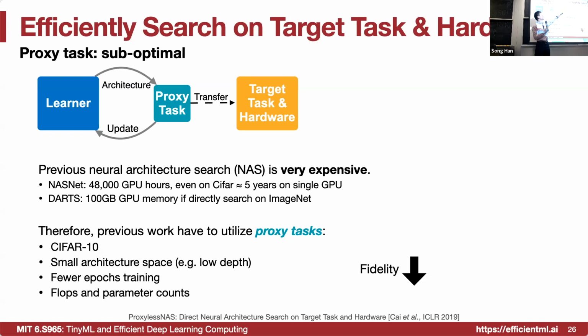Rather than directly finding the model on the target task and target hardware, which is pretty expensive, we want to do something simple and use it as a proxy task. For example, we can search for a model that performs well on the CIFAR-10 dataset, and then assume this model will also work well on ImageNet. Search on a small dataset rather than a large dataset. Have a smaller search space. For example, we just repeat the same search building block for different layers.